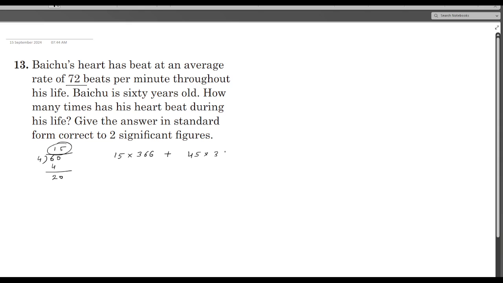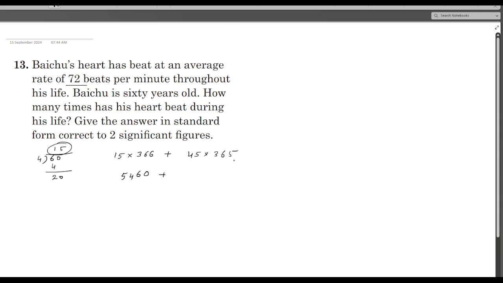So 45 times 365. Okay, so this is the number of days. The number of days will be 15 times 6, 90, plus 6, 96. Then 15 times 3, 45. 45 plus 9 is 54.